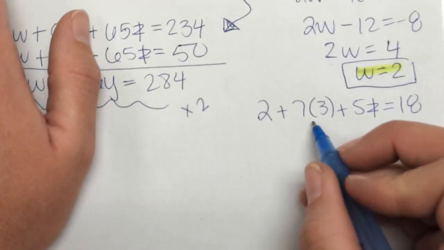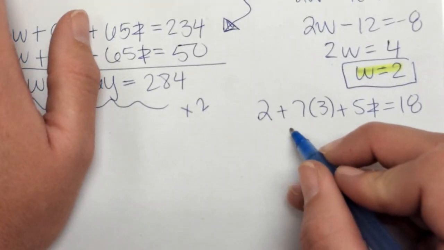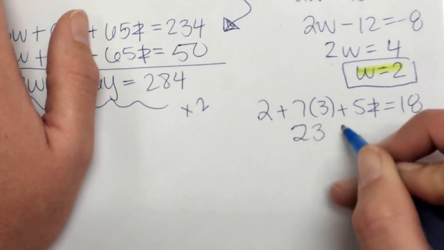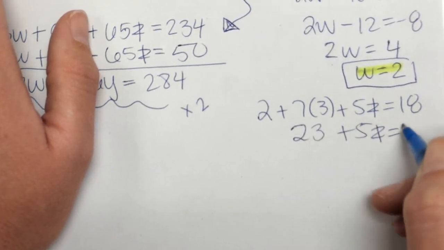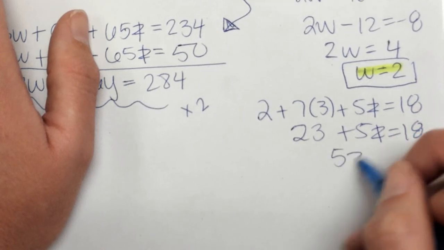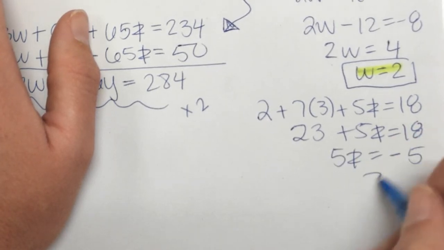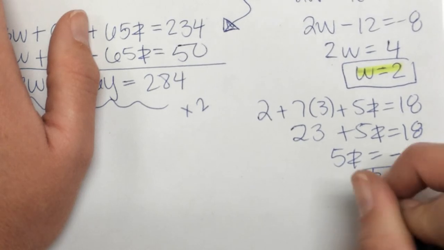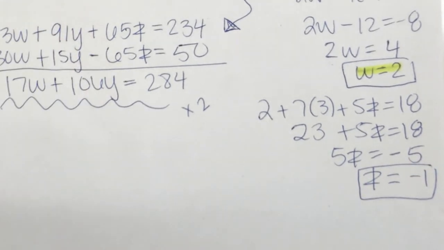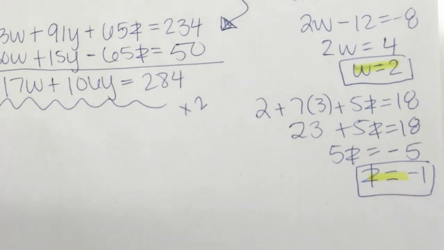What's 2 plus 7 times 3? 23. Good. And then we'll need to subtract 23. What's 18 minus 23? Negative 5. So Z is? Good. Now what? Yes. Plug all 3 of these into one of the originals. Y'all pick which one. Last one.